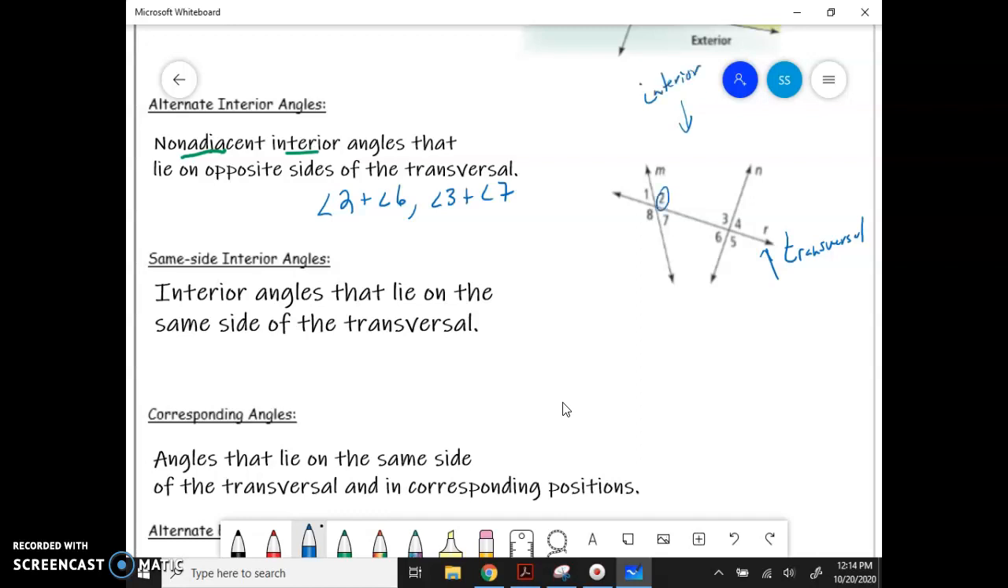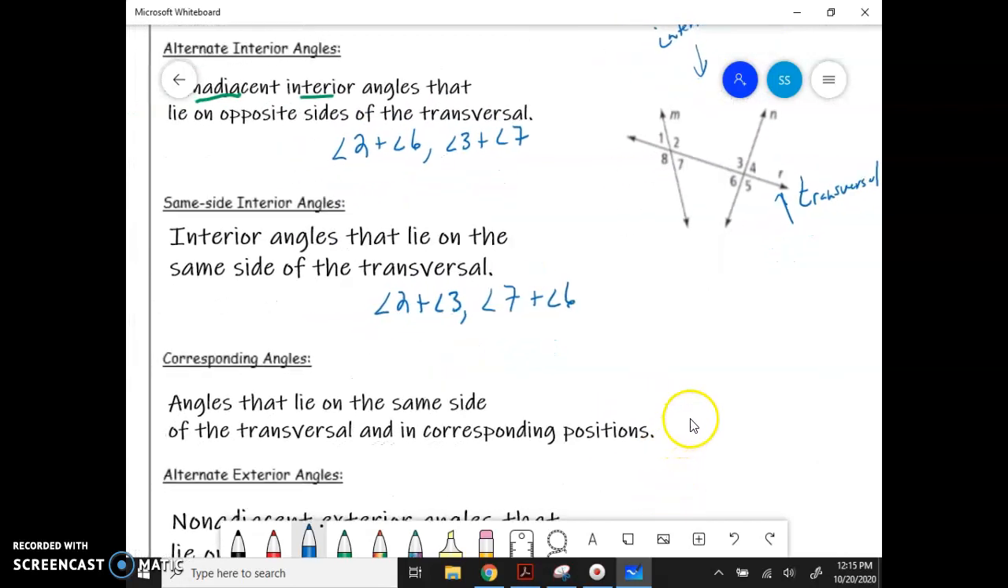Then this would be 2 and 3. Right? It's on the same side of this transversal line. Okay, so angle 2 plus angle 3. And what would the other ones be? Hopefully you can recognize that. Also 7 and angle 6 would also be same side interiors because they are on the same side and they're both on the interior. Okay?